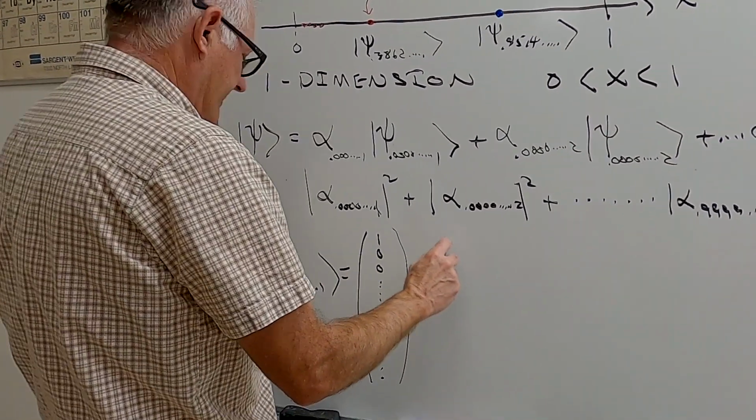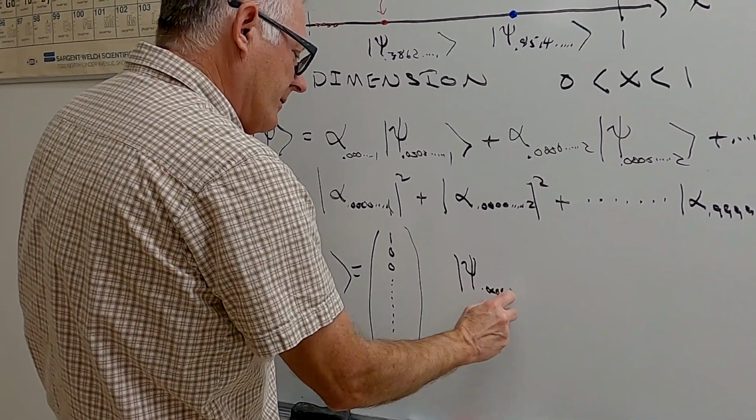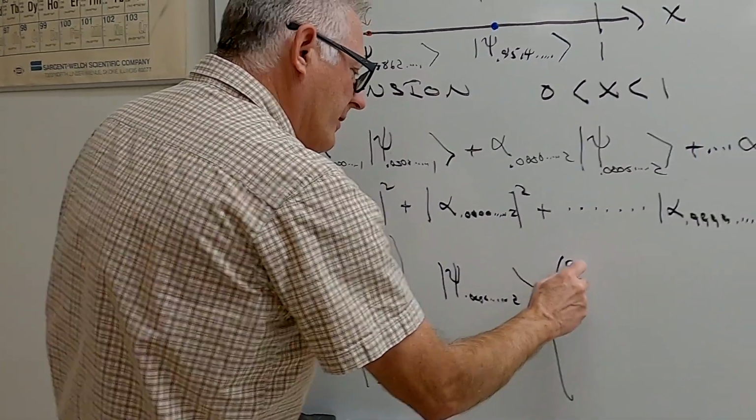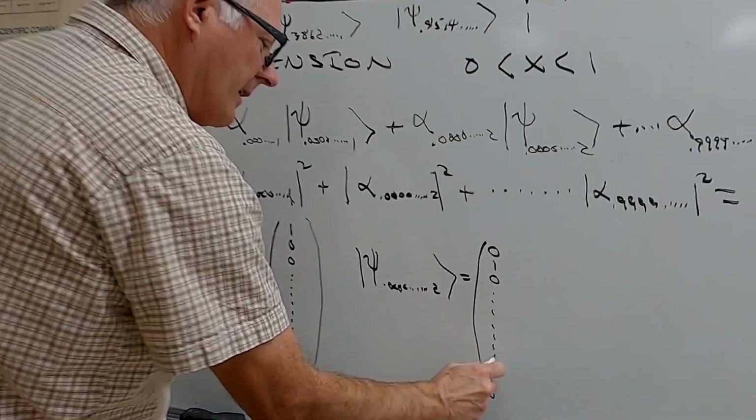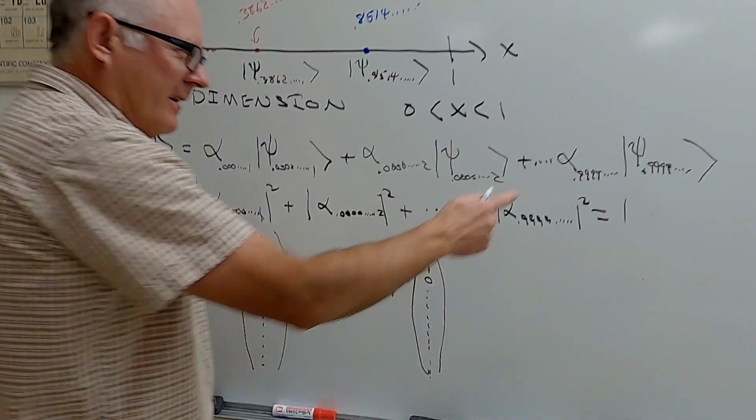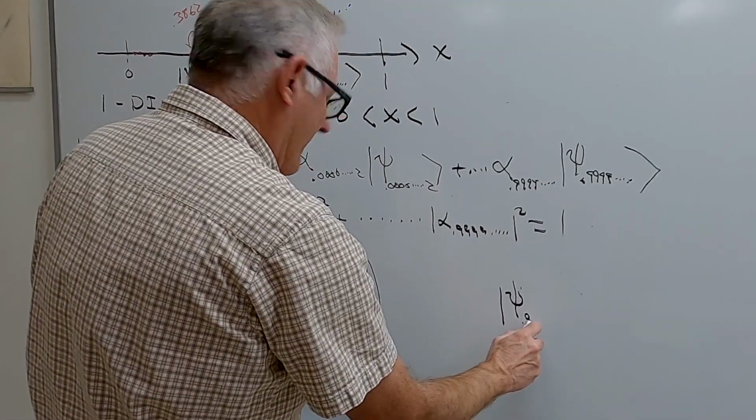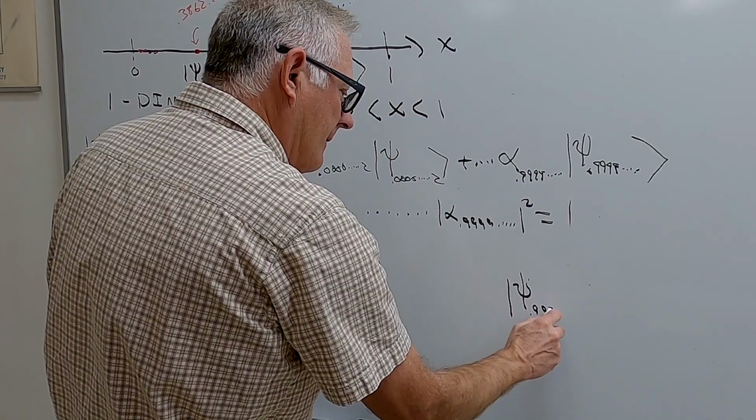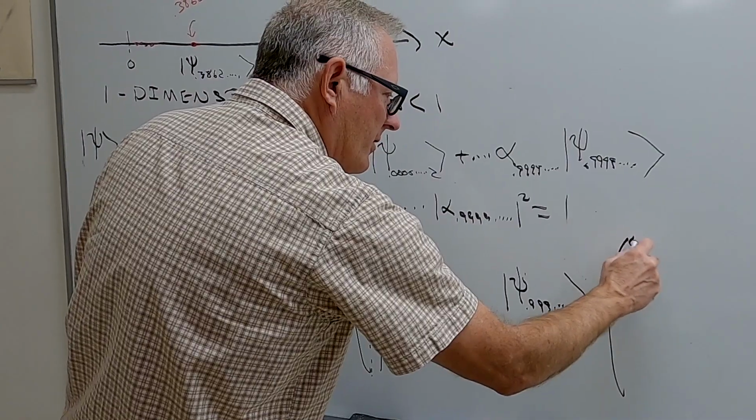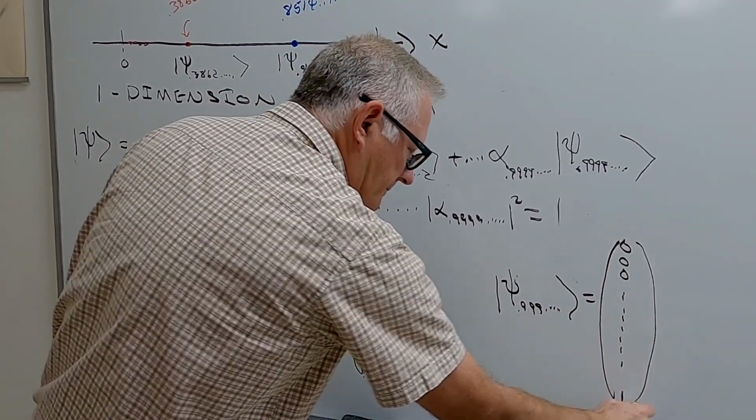This one right here, psi of 0.00002, would be 0, 1, 0, all the way down. And the last one down here, psi of 0.9999, would equal 0, 0, 0, the last one would be 1.